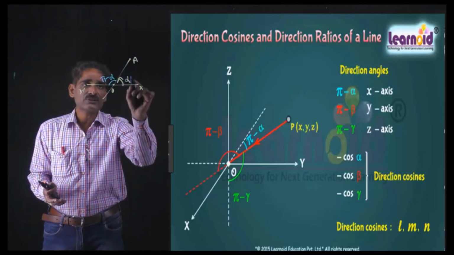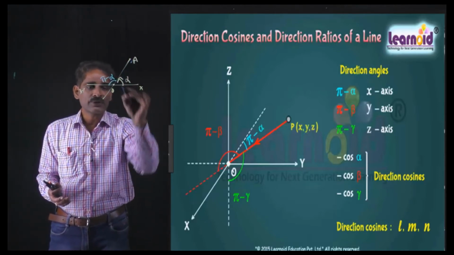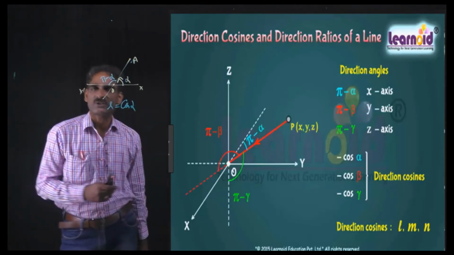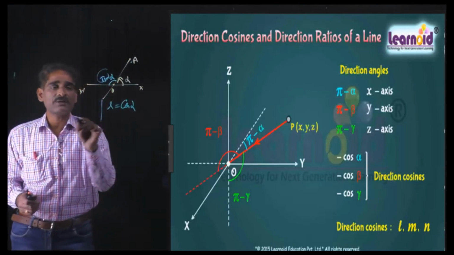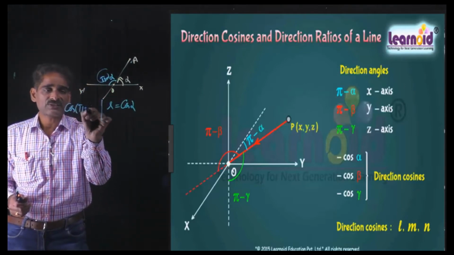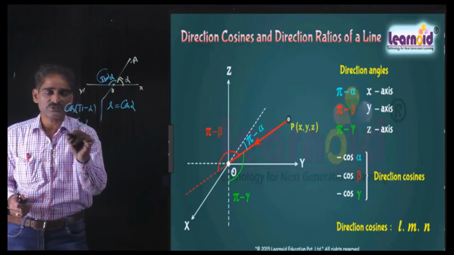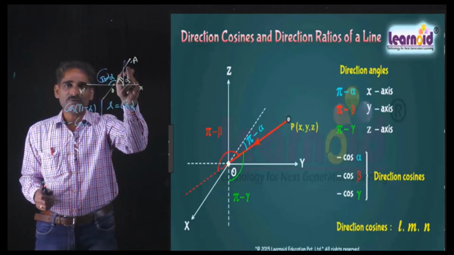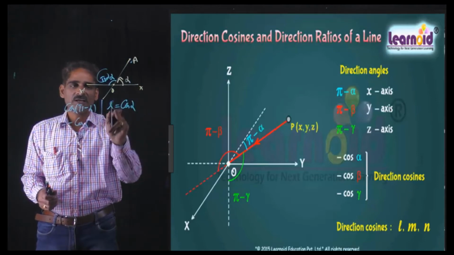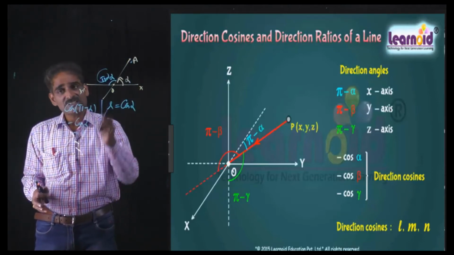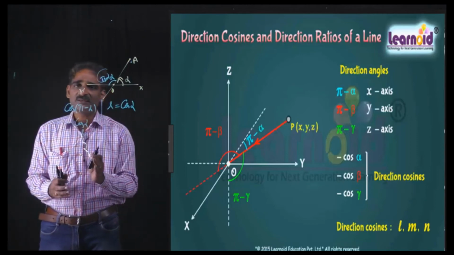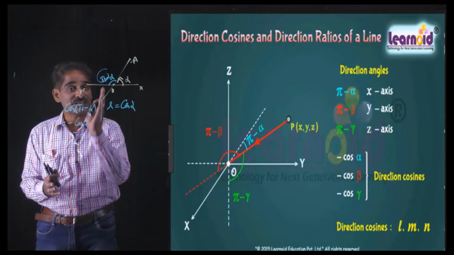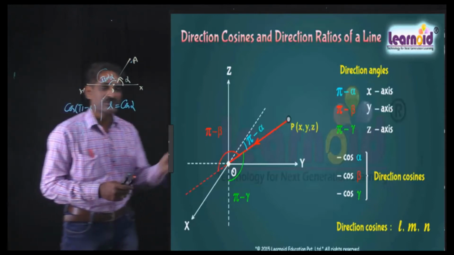So in case of this, the DCs of this ray with respect to x: cos alpha, L is equal to cos alpha. Here in case of this, what will happen? Cos of pi minus alpha, that is equal to minus cos alpha, that is equal to minus L. And L is the DC of the ray with respect to x-axis. Here minus L is the DC of the same ray. That means what is your observation? L and minus L are the DCs of the same ray. Understand?